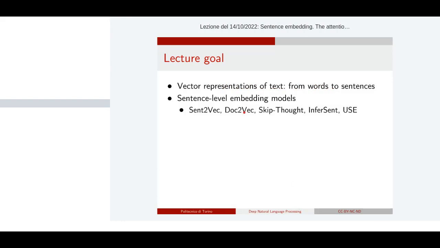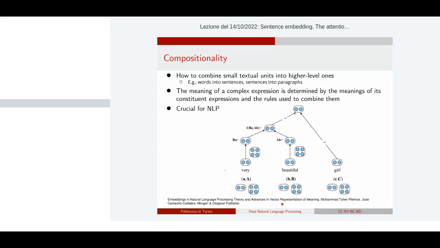So here you can see the list of representative sentence level embedding models which have been proposed to extend existing word level embedding techniques like word2vec, fastText, or GloVe. Today we will see what are the main features, the main properties of these systems, and how they try to incorporate the information at the sentence level. So first of all, why do we need to build a sentence level representation?